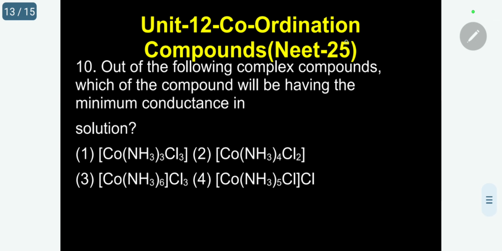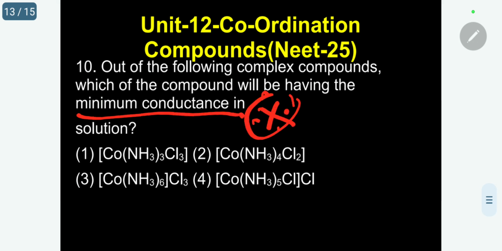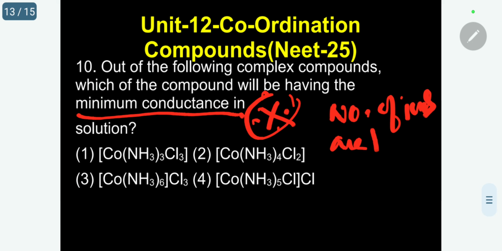The question number 10, the year 25, NEET 25. Out of the following complex compounds, which of the following will have the minimum conductance? Please follow. Minimum conductance. This comes under the properties of coordination compounds. Conductance means, listen to me, if the number of ions is higher, conductance will be higher.